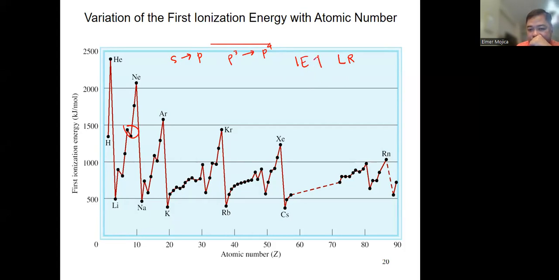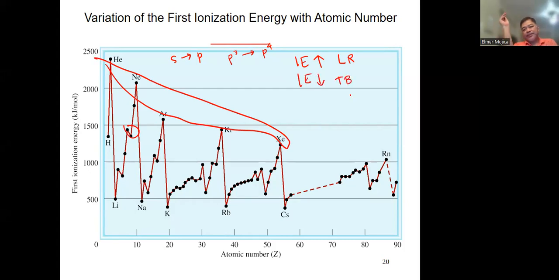It increases. And from top to bottom, if you're going to look at this one, ionization energy decreases. Can you relate ionization energy with atomic size and atomic radius? Yes or no?